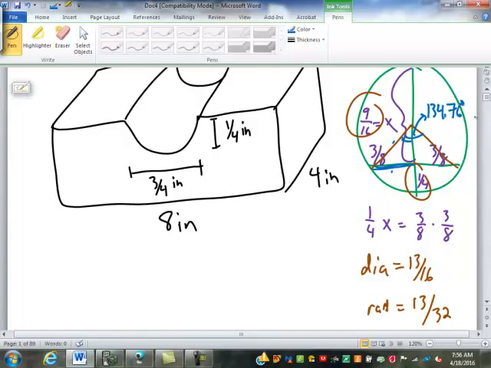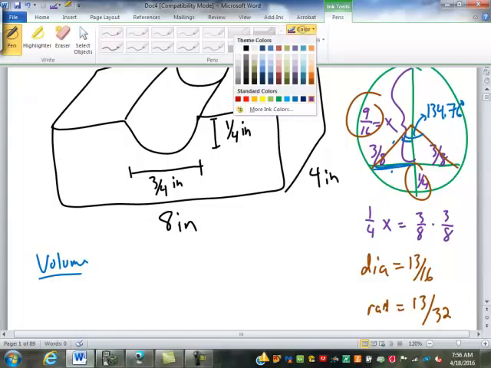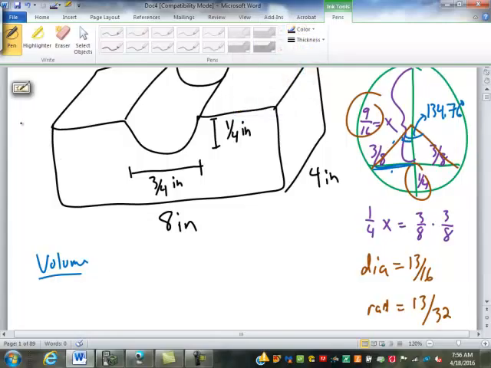Now that we have that, the rest of this is pretty easy, actually. Let's do the volume first. So what we have is a block here that is, oops, I didn't give you this dimension. That would help. This dimension here, we're going to call it 1 inch. So we've got a block here that has a volume 1 by 8 by 4, which is going to be 32 cubic inches.